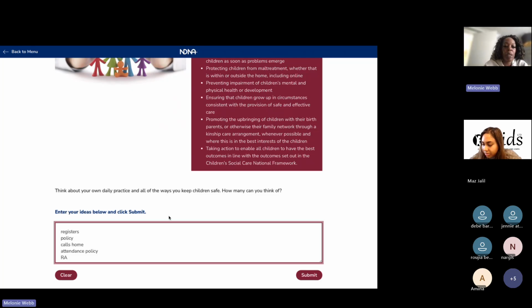Any more you can think of? Maybe when we do sign in, sign out. Yep, register, signing in, signing out. Supervision, staffing, like you make sure that your guys are in ratio and you don't leave the children alone or not enough staff in the room.